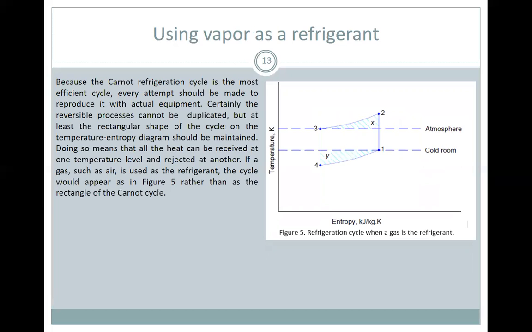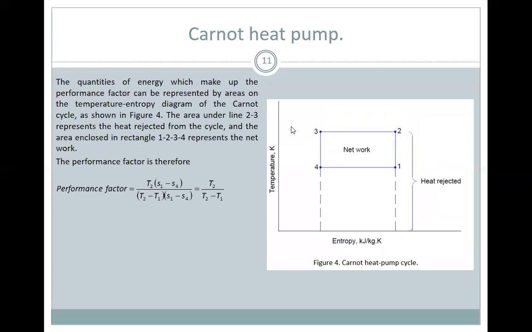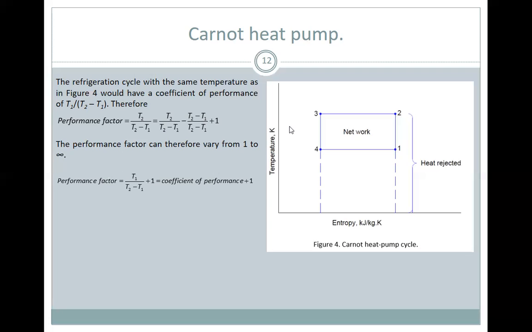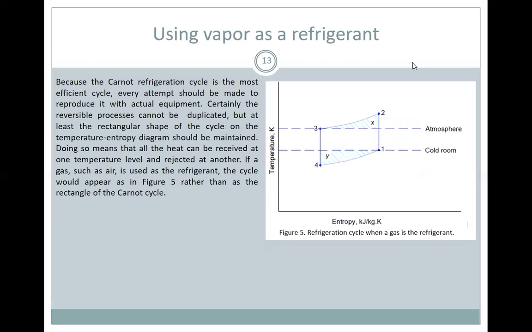Using vapor as a refrigerant. So using vapor as a refrigerant or when a gas is the refrigerant kasi hangin, pasok ka sa gas. Yung actual na yung mga refrigerant na ganyan. So, ang tawag doon is actual cycle.